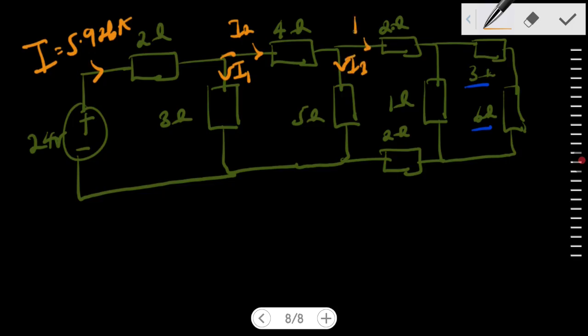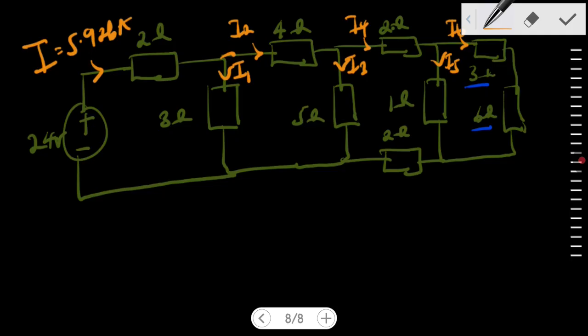This would be I4, and then this would be I5. This would be I6, right? Now we can get all these currents, right? Now the current through the 3 ohm resistor. Remember, the 3 ohm resistor is in parallel with the whole of this up to here, right?